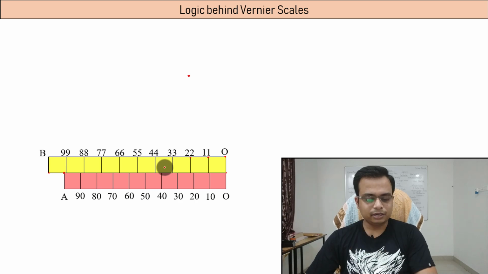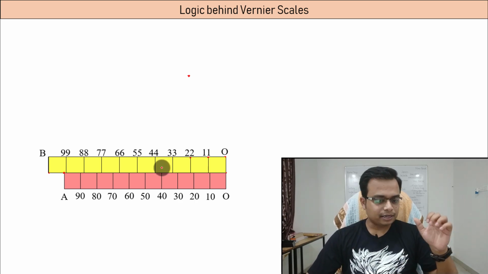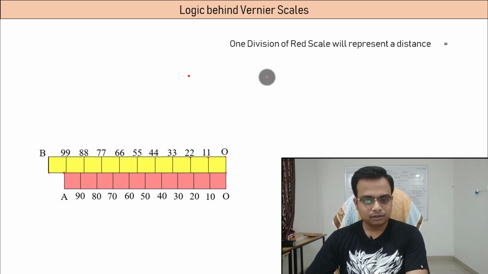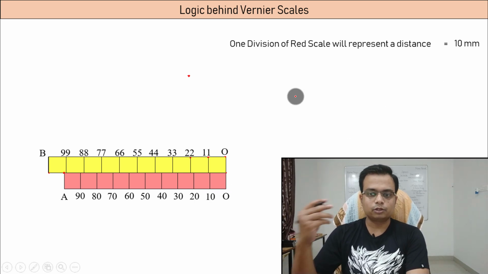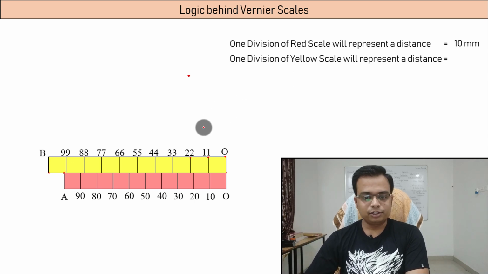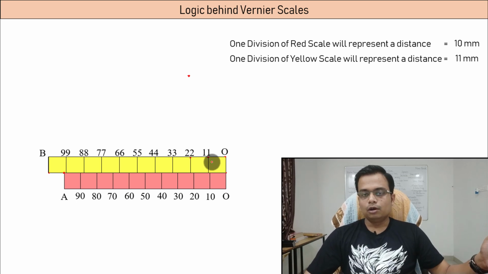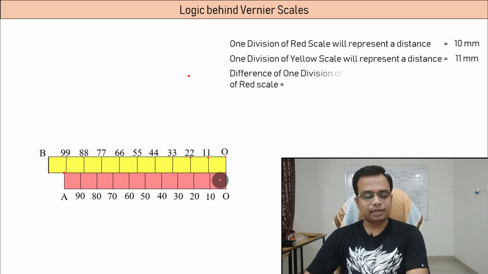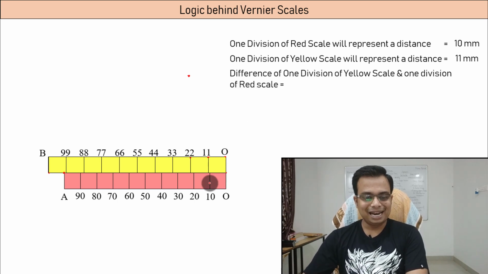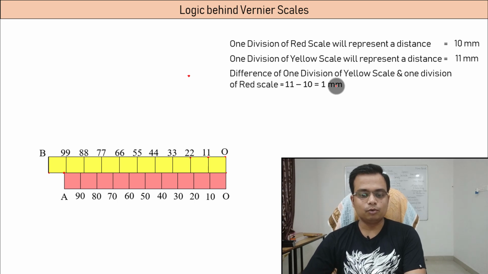Okay, let us get into the detail. Let us involve a bit of mathematics to clearly understand this. One division of red scale will represent a distance of 10 millimeters. Yes, that's quite true. Now, one division of yellow scale is representing a length of how much? 11 millimeters. So the difference of first division of yellow scale and first division of red scale will be equal to how much? 11 minus 10, and that's going to give you 1 millimeter.